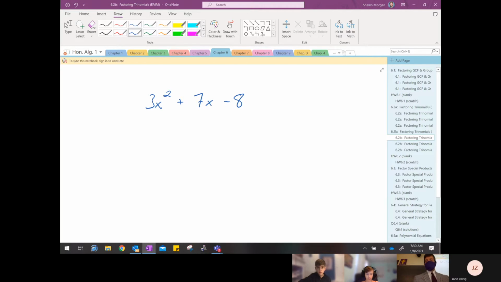Go ahead, Lewis Thomas. Do you multiply the coefficient and the constant? Yeah, okay, so like 3 times -8, right? So what would this be? X squared plus 7x minus 24.